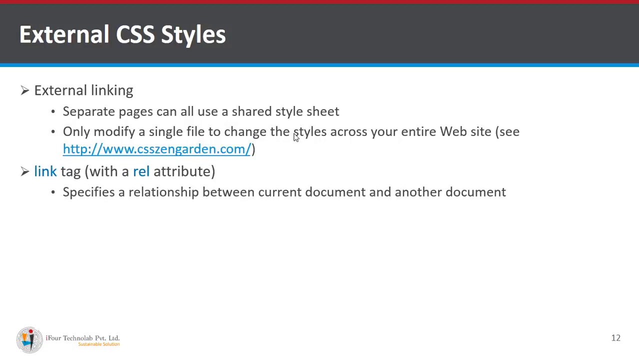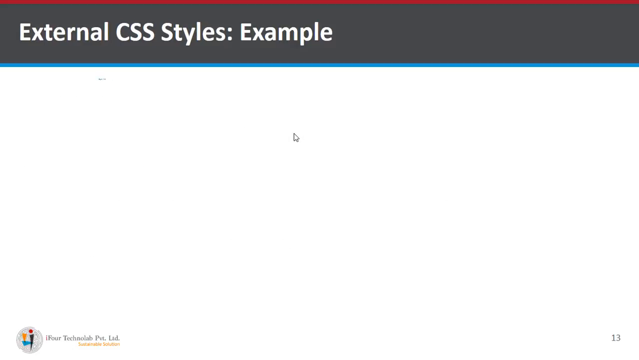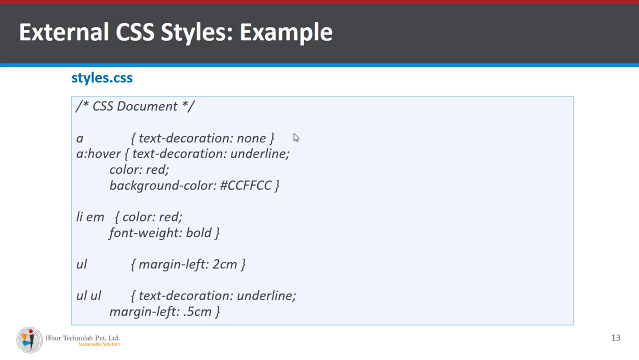The link tag with a rel attribute, which I already showed you, specifies the relationship between the current document and another document. You can give it in the way shown here. The link element should always be in the head section. I already showed you an example in the external document.